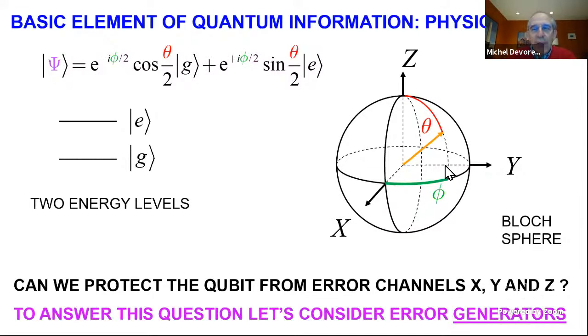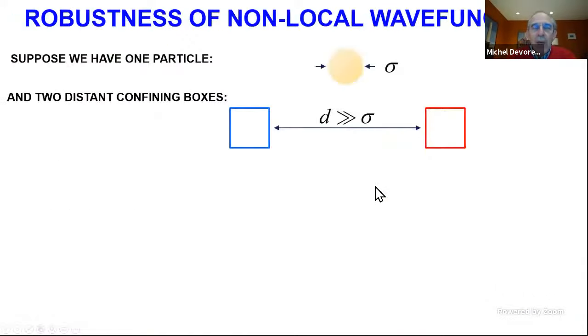And to analyze this question, I want to go not right now in the channel language XYZ, but consider the error generators, which are bit flips and phase flips. And to understand the principle of error correction, let me introduce the idea of non-local wave functions by considering a particle. There is sigma, which is the quantum spread of the particle due to quantum fluctuations. And I suppose that I have two boxes which are separated by a distance d, which is much larger than the extent of these quantum fluctuations.